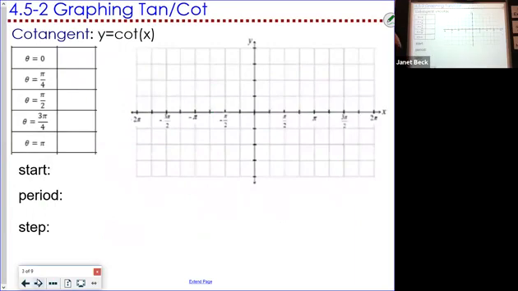Let's have a look at the cotangent. The cotangent of 0 was undefined. The cotangent of pi by 4 was 1. Cotangent of pi by 2 was 0. Cotangent of 3 pi by 4 was -1. Cotangent of pi was undefined. We graph that.